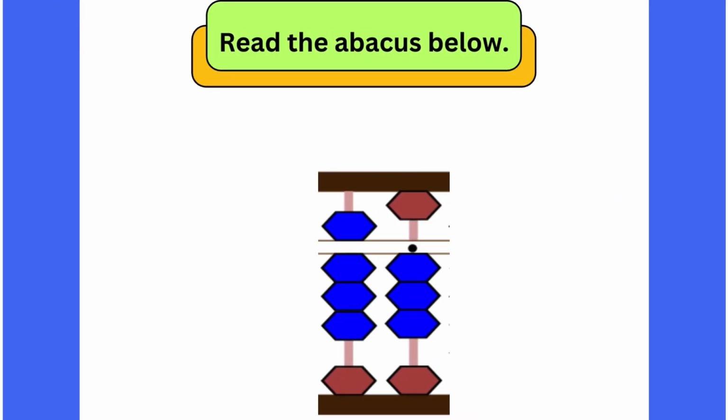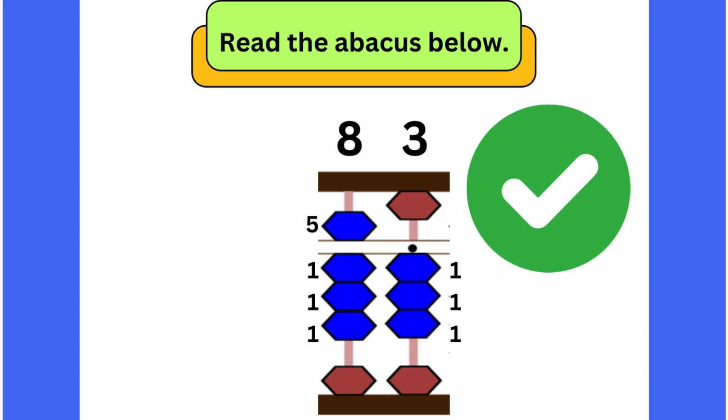Read the abacus below. The upper bead and 3 lower beads in the tens column are attached to the bar. And 3 lower beads in the ones column are attached to the bar. So, the abacus represents the number 83.